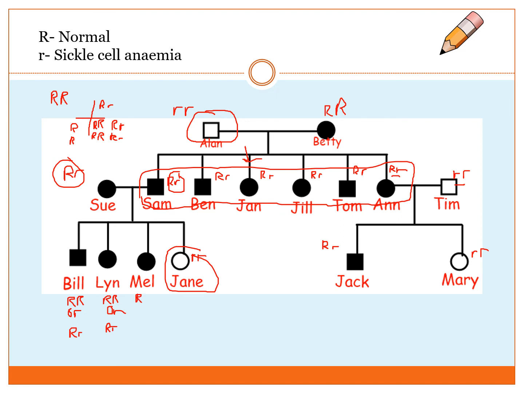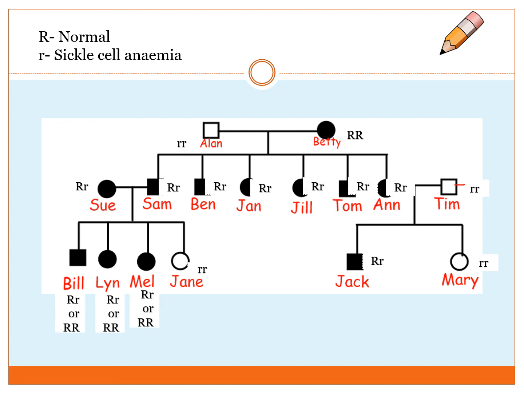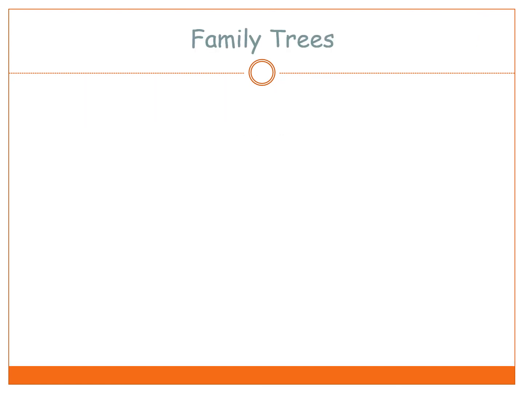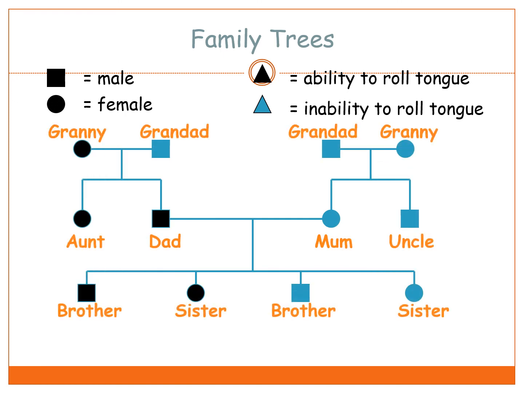So well done if you managed to get that without any help. If not, then watch over how we did it again. So remember, you find all the recessive and then you work your way back. Now try to work out the genotypes for this family tree on your own. So pause the video and try to work out all their genotypes before I go over the answers.